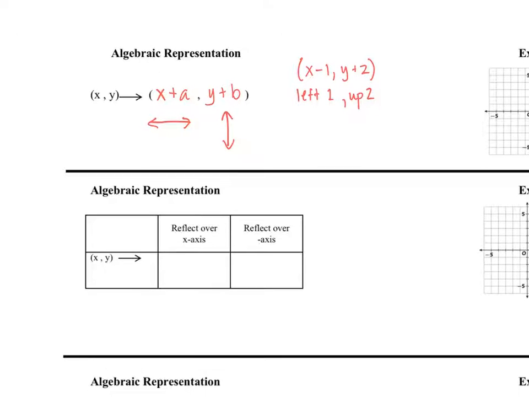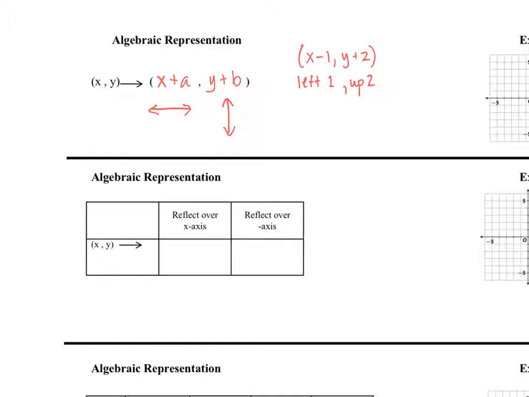Okay, reflection is the second one. And we have two different types of reflections. There's definitely a lot more, but we're only going to focus on doing over the x-axis or the y-axis. And so there's a mistake here on that last column. It should say reflect over the y-axis. Make sure you add in y-axis or add in the y there for that. So when we reflect over the x-axis, that means the y changes.